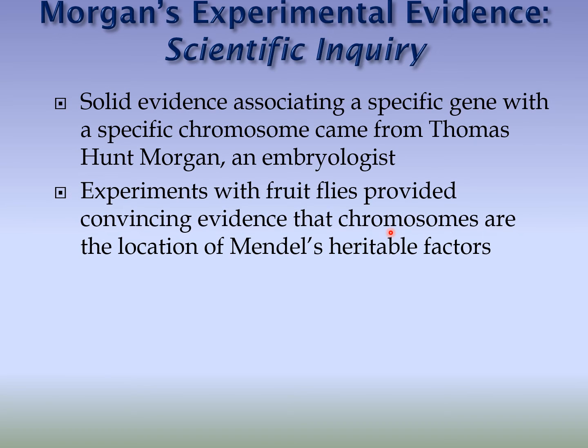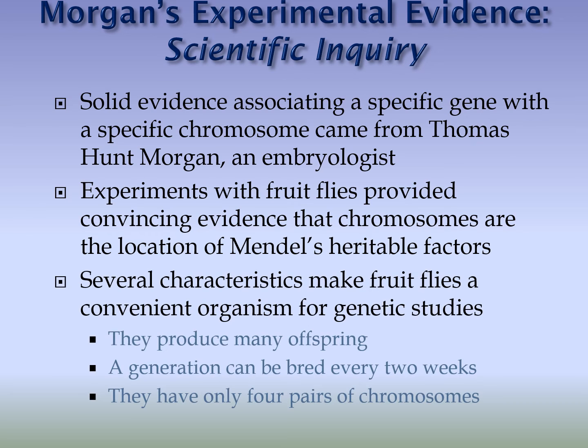Now, Morgan's experiments were with fruit flies. Okay, so he used fruit flies. And after his experiments, there was strong evidence that genes are located on chromosomes. Basically, those are the heritable factors. So these locations, or genes, really are on the chromosomes, and these are what are inherited from one generation to the next.